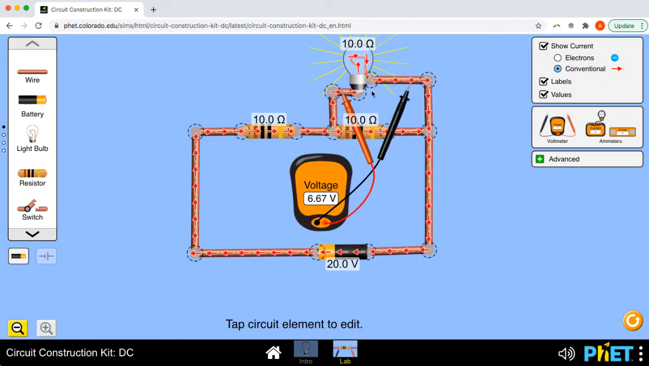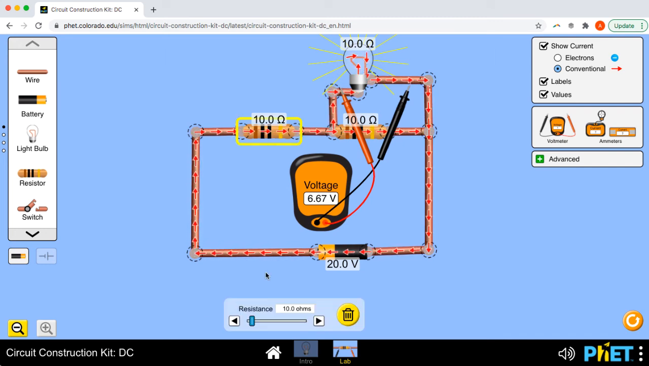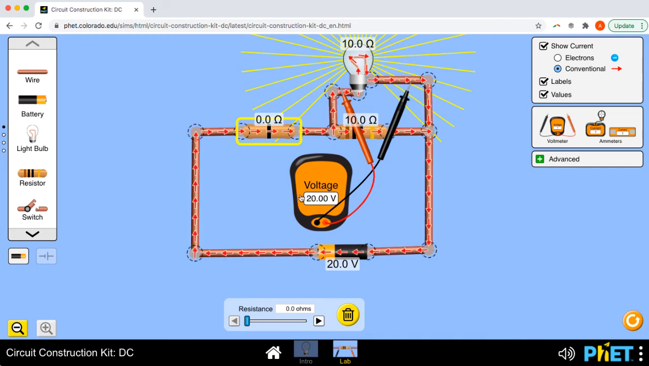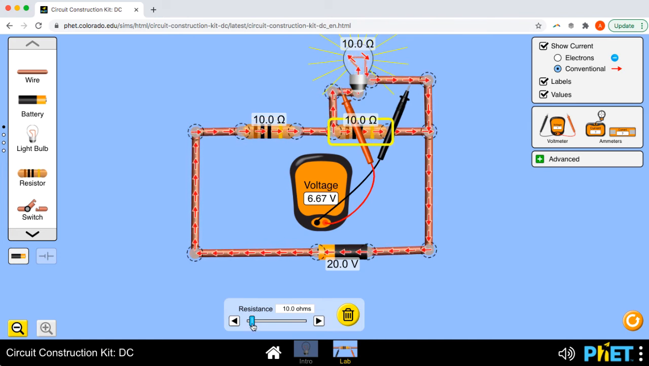I've got two variable resistors and a bulb connected in parallel with the second. Notice that if I drop the resistance of this to make it effectively a wire, then now I have the full 20 volt potential difference supplied by the cell being dropped across the bulb, and the bulb is bright. In contrast, if I put this back up, let's say to 10 ohms, and now I drop this one and make this into a wire with zero resistance, now I have zero potential difference across the bulb, and notice that now the bulb is completely out.